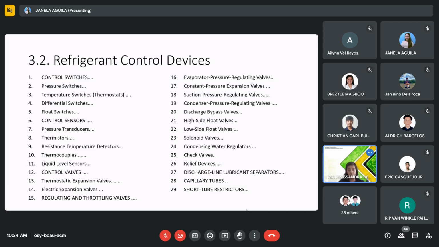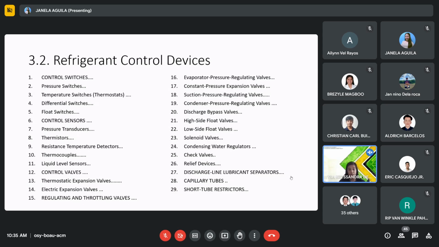And next naman po dito is yung high side and low side. Ito naman po ay parang two types po ng float valves. And to start po with the high side, this high side po is a particular kind of float valve that is utilized on the high pressure or discharge side of a refrigeration system. On the high pressure side of the system, the high side float valve controls the flow of liquid refrigerant to keep it at a certain level in a receiver or other storage vessel. And with this, it helps the system function properly by ensuring that the expansion valve receives a steady supply of liquid refrigerant.